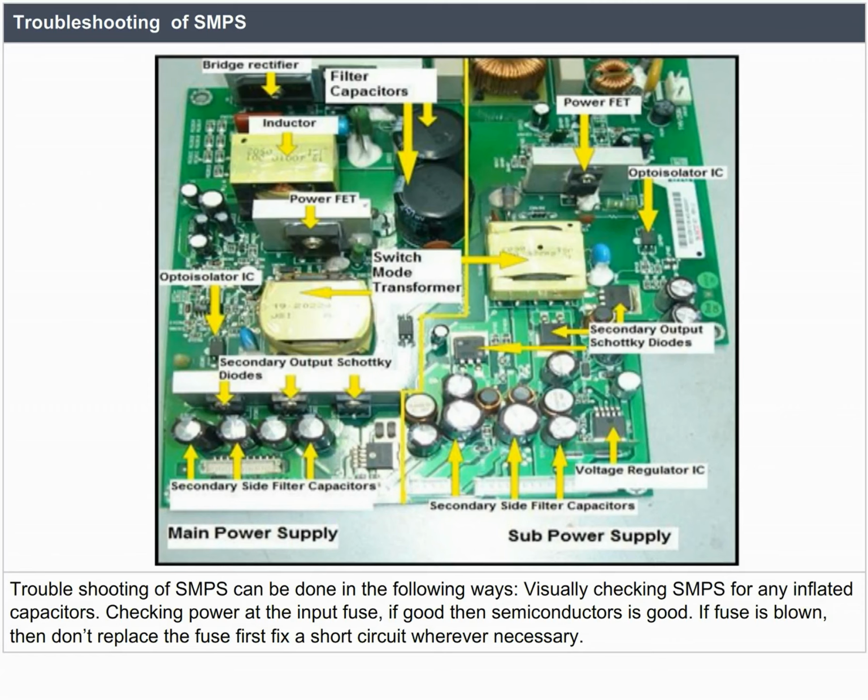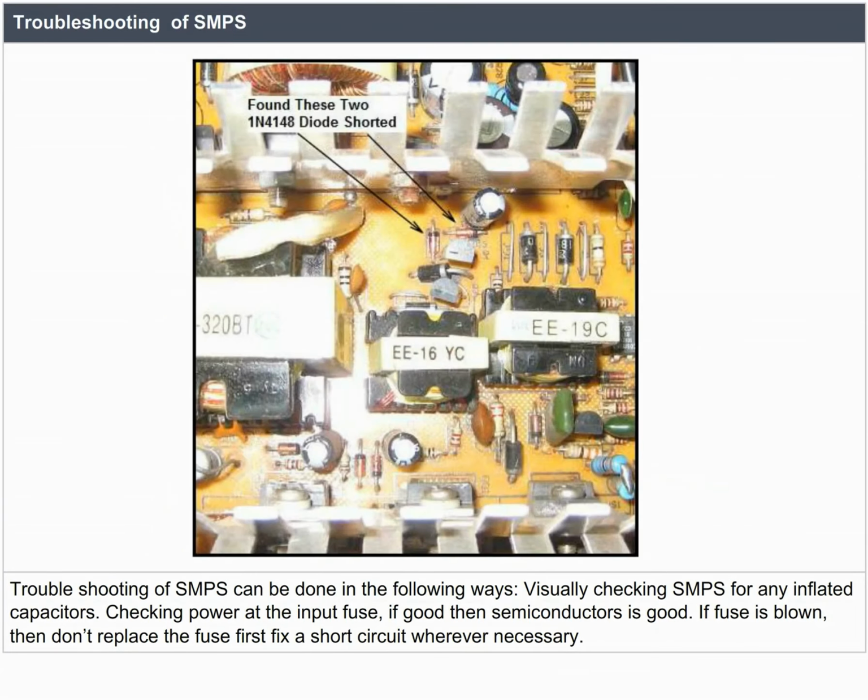Troubleshooting of SMPS. Troubleshooting of SMPS can be done in the following ways. Visually checking SMPS for any inflated capacitors. Checking power at the input fuse. If good, then semiconductors is good. If fuse is blown, then don't replace the fuse. First fix a short circuit wherever necessary.